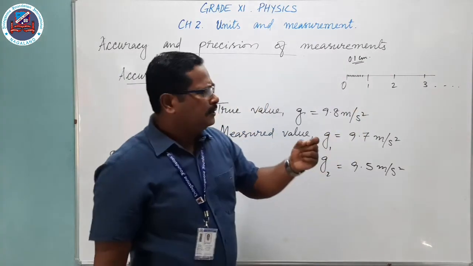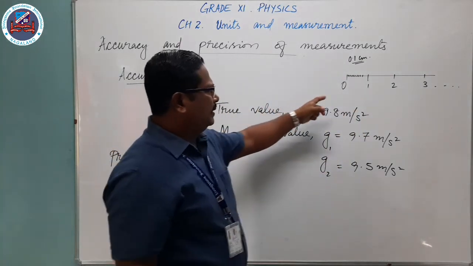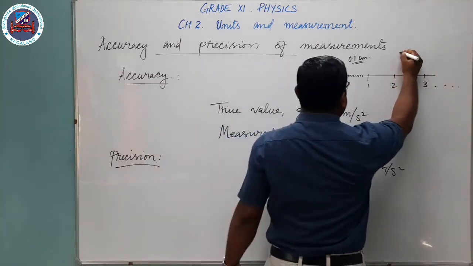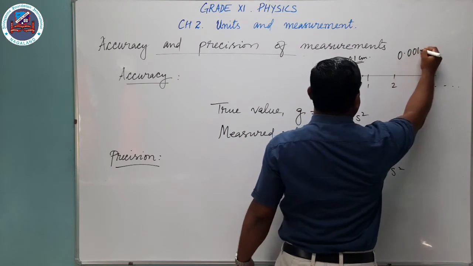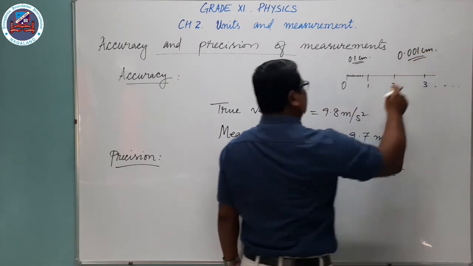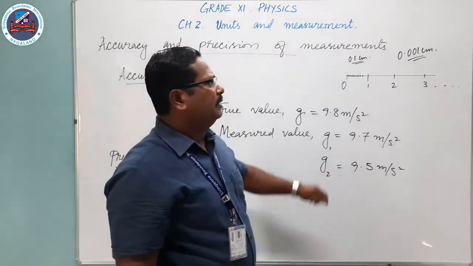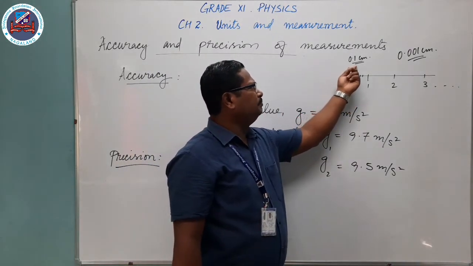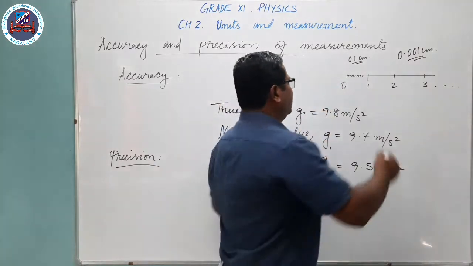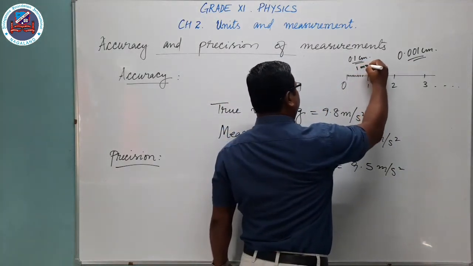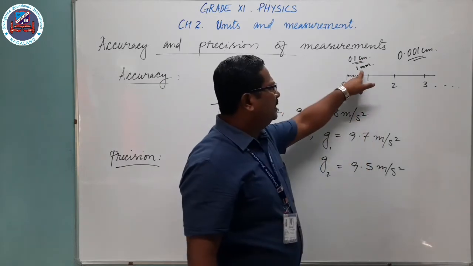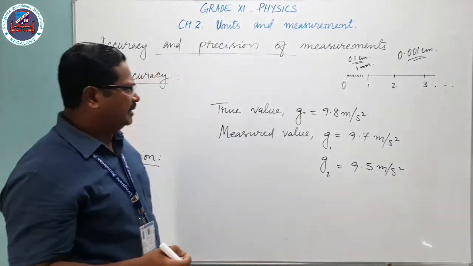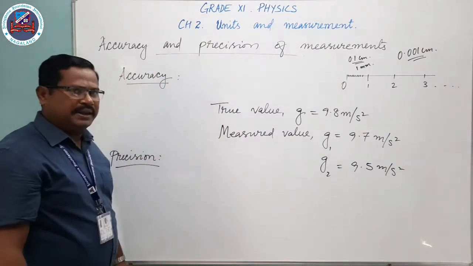So regarding precision, you cannot expect to get a value as close as 0.001 centimeter with an ordinary scale. That much closeness you cannot achieve. The minimum value that you can measure with an ordinary scale is only 0.1 centimeter, or we call it 1 millimeter. This is your least count. Beyond that value we cannot measure; smaller than that we cannot make it.